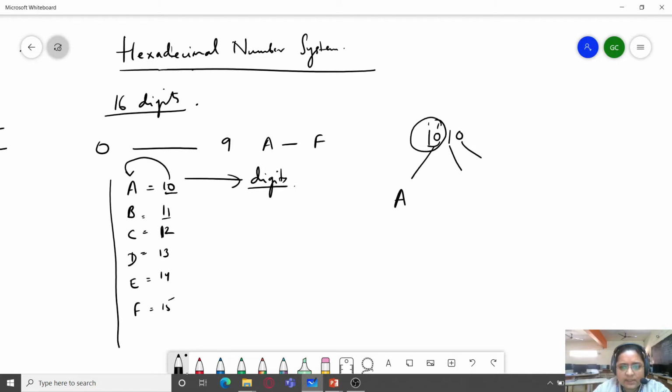So it is easier to represent hexadecimal numbers using these alphabets. Because hexa means base 16, and 16 digits means any number would be made out of the 16 digits. So here 0 to 9 and A to F represent all 16 digits of the number.